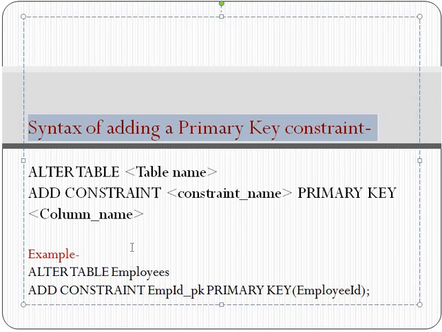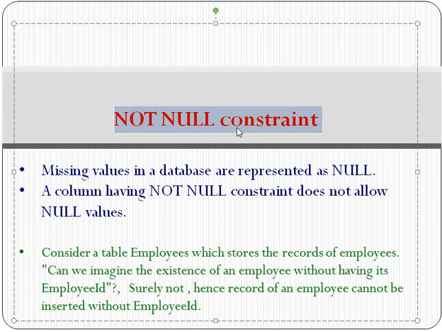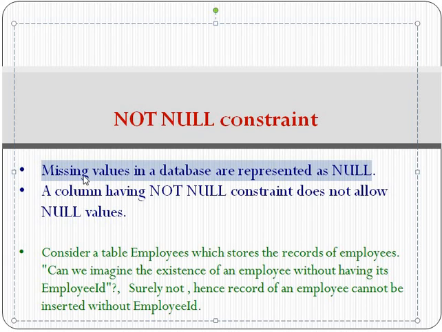So employee ID is the column name. This example is based on this syntax of declaring a primary key constraint. The next type of constraint that I shall be discussing now is the not null constraint. Now all of you already know that missing values in a database are represented as null.